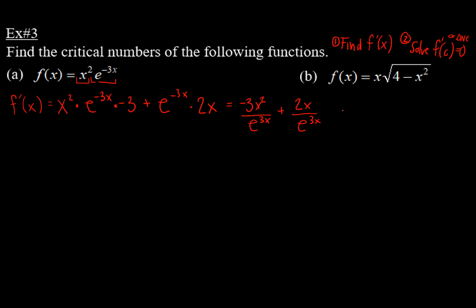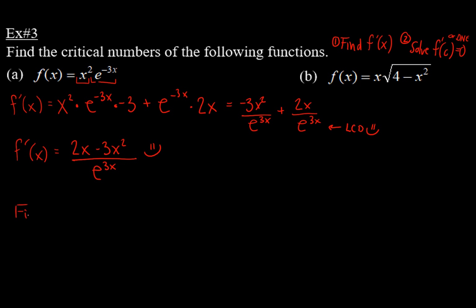Now for this function, since I already have an LCD in place of e to the 3x, which is very exciting because it's less work for me, I can easily simplify this. I'm going to end up with f prime of x is equal to 2x minus 3x squared all over e to the 3x. All right, so f prime of x found and completely simplified.